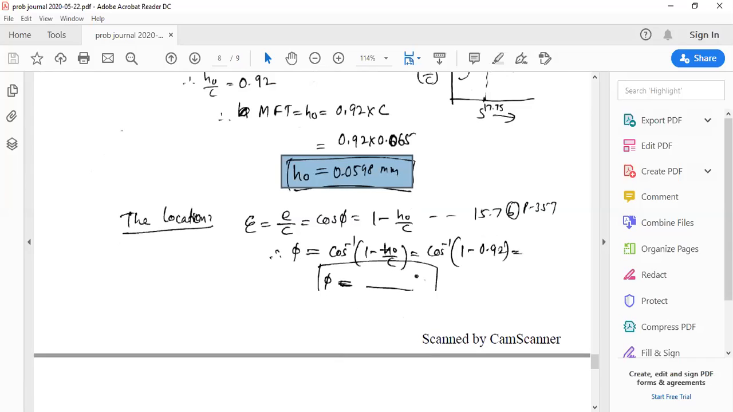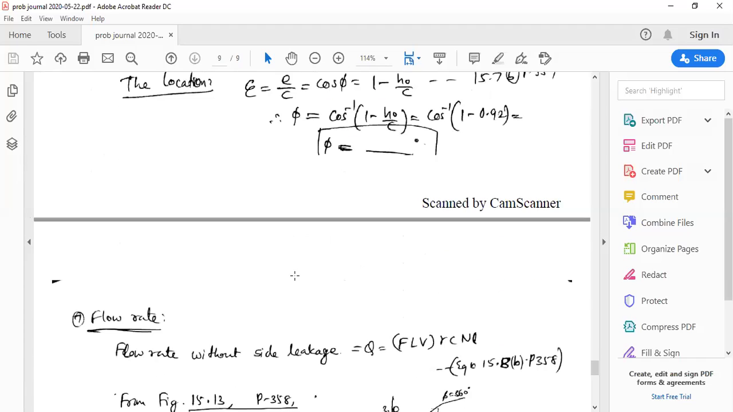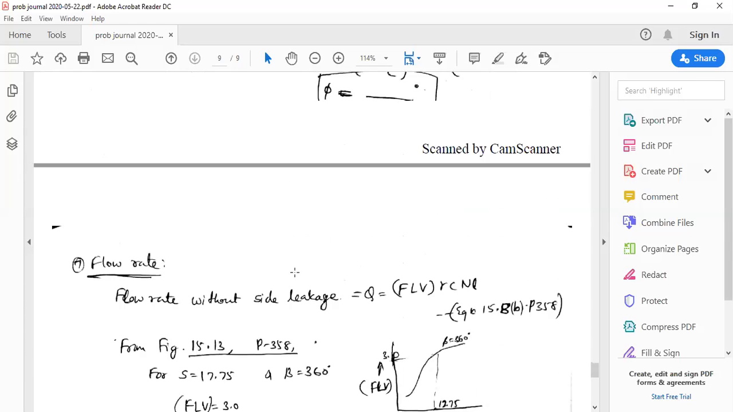And similarly, you can calculate the location. That is what epsilon location is given by 1 minus H naught by C is equal to cos phi. So phi is equal to cos inverse of 1 minus 0.92. So that value is to be expressed in terms of degrees.